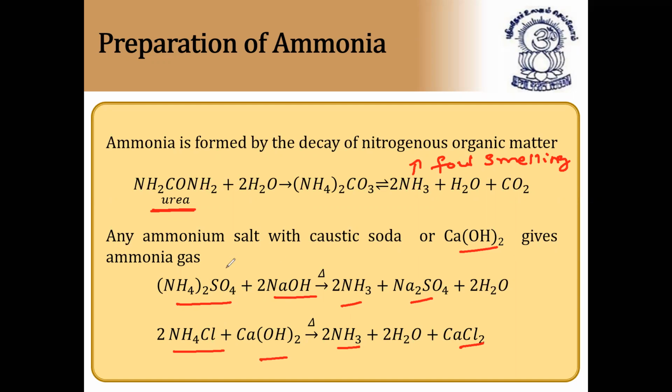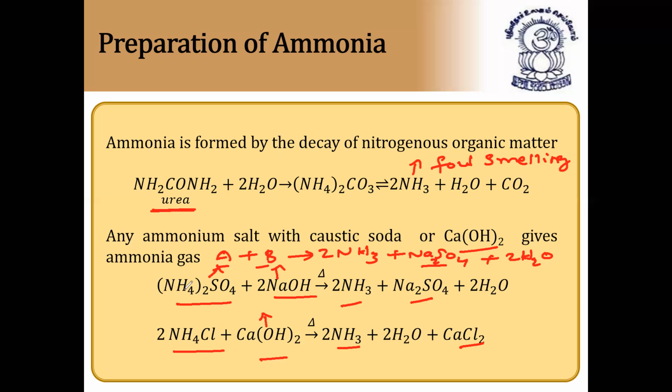For this equation, they give ammonium salt A, which on reaction with B forms ammonia plus sodium sulfate plus water. They'll ask what is A and B in the given equation. A is ammonium sulfate and B is caustic soda. When they give sodium sulfate, you have to take caustic soda. If they give calcium chloride, we have to take calcium hydroxide.